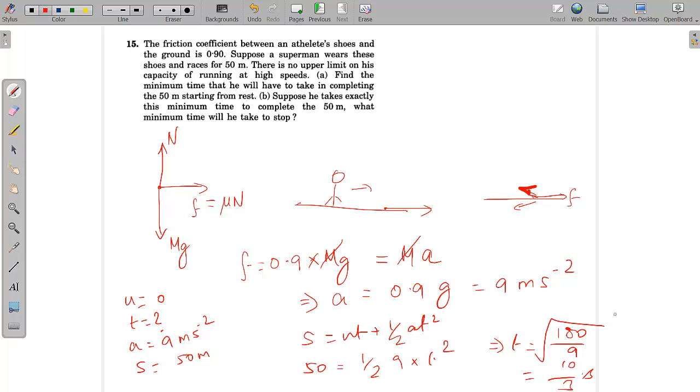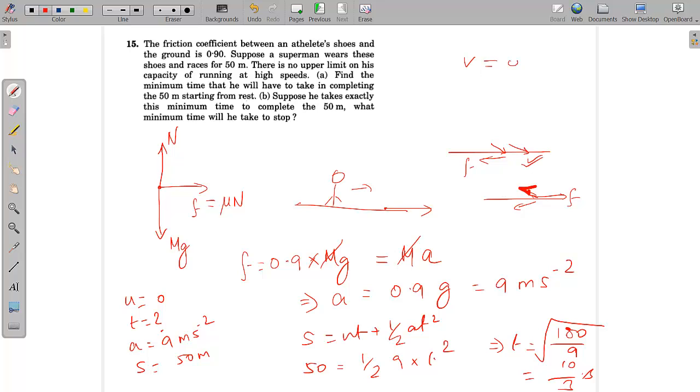Again, he's going to take some time in stopping himself, and that stopping will also depend on the friction, because he's not moving. He's just putting his legs in this direction, both the legs, so that he is stopping. So what will happen is the friction force will stop him. So how much time is he going to take to stop himself? How are you going to calculate?